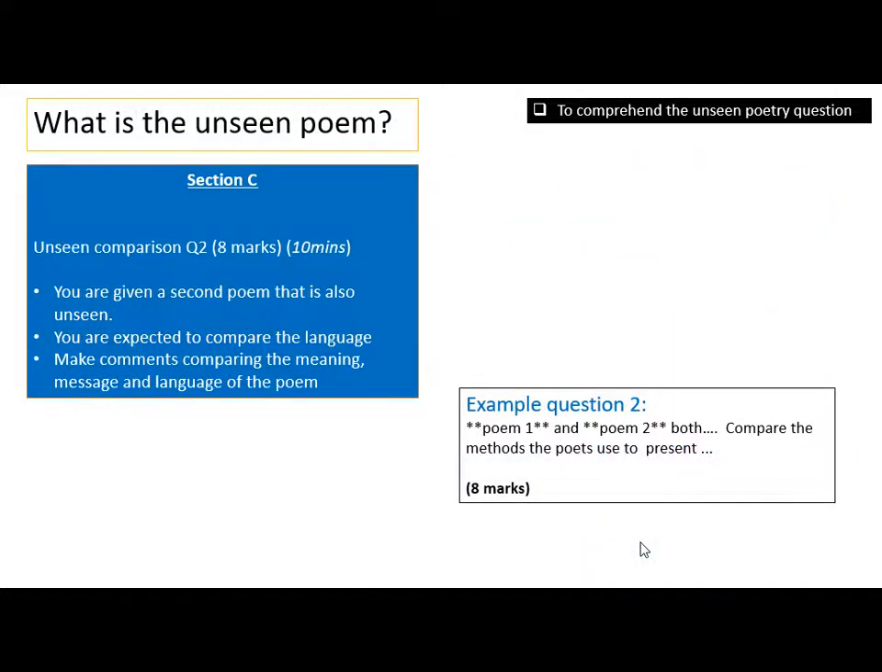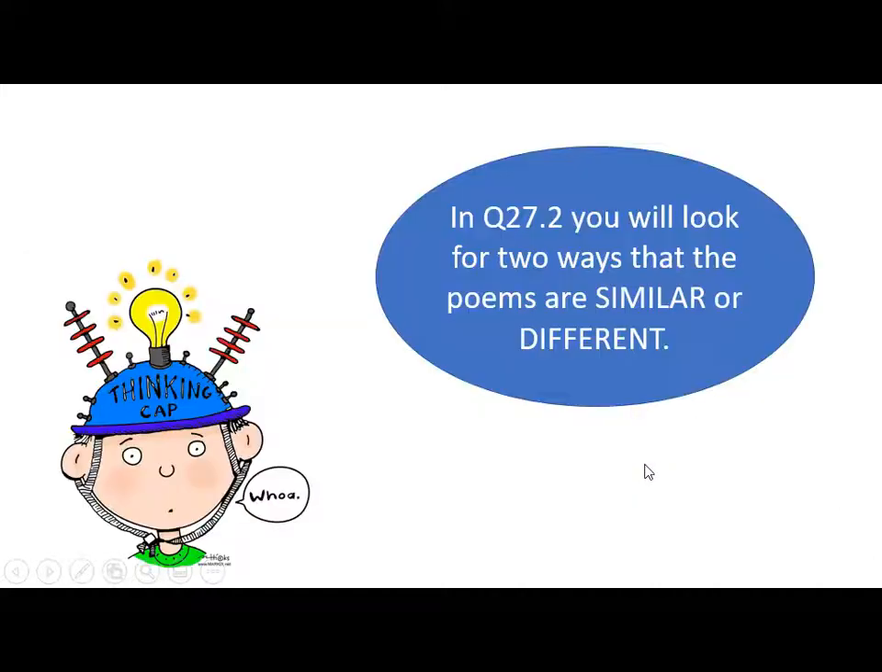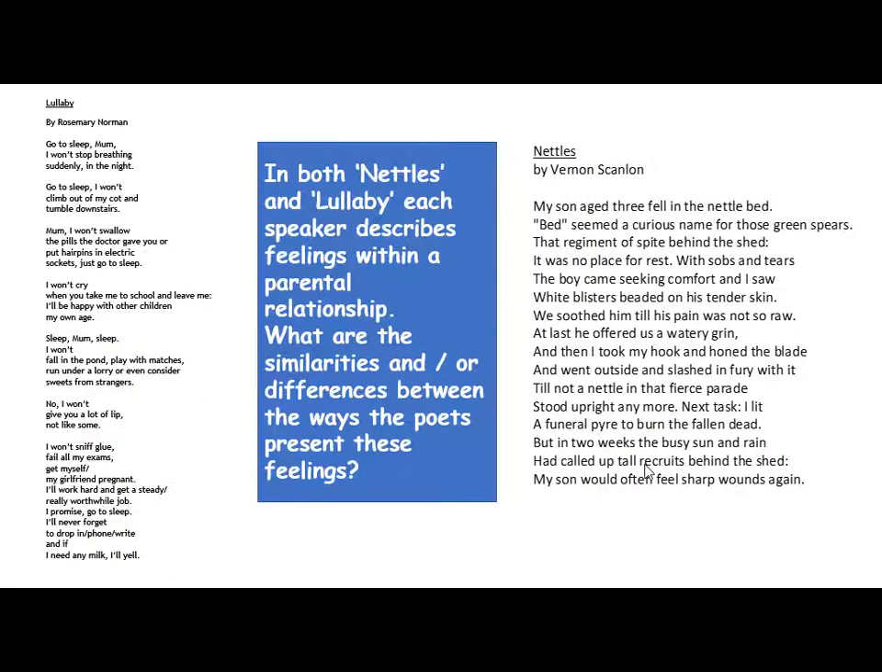So what is unseen poetry? Unseen poetry is, like I said, a poem you've never seen before. You're given a second poem that is also unseen. You're expected to compare the language and make comments comparing the meaning, messages and language in the poems. As an example, poem 1, poem 2, both compare the methods the poets used to present. So you look at 2 ways that the poems are similar or different.